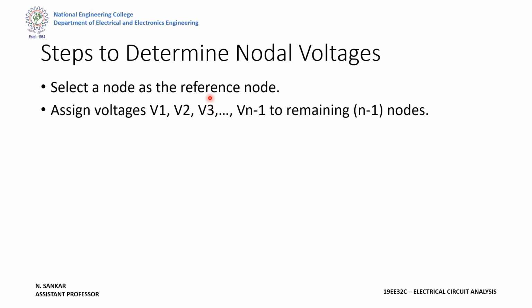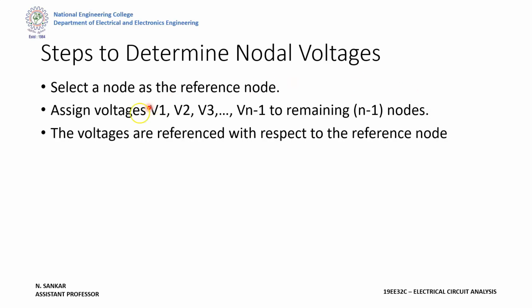That's the first thing, and you have to assign voltages, that is V1, V2, V3 towards Vn minus 1 to the remaining n minus 1 nodes. Consider if you have a circuit which has 5 nodes. In those 5 nodes, one node will be taken as the reference node, and the other 4 nodes will be taken as non-reference nodes. For that you have to give voltages V1, V2, V3 and V4.